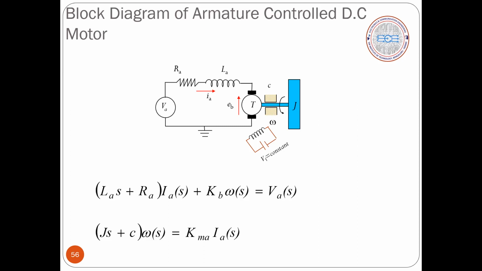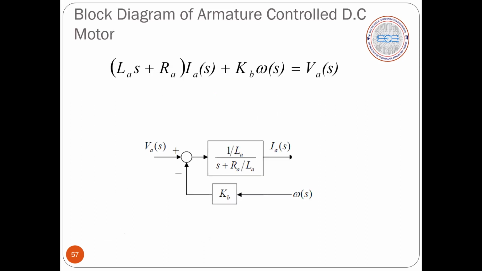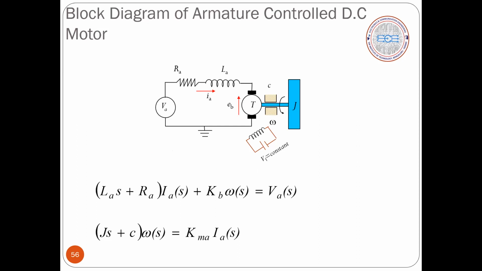Okay, I'll go to the previous one. Hope you have clear how to write the output equations for the multiple input and multiple output system. Anyway, this is the block diagram for the armature controlled DC motor.